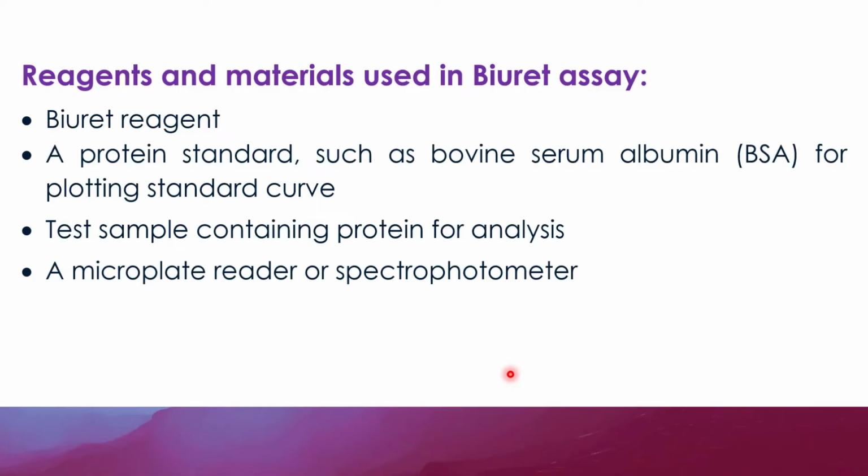Now let's look at the reagents and materials used in the Biuret assay. The first is Biuret reagent. We also have a protein standard, and normally we use BSA, which is bovine serum albumin, for plotting a standard or calibration curve, our test sample containing the protein for analysis, and a microplate reader or a spectrophotometer.